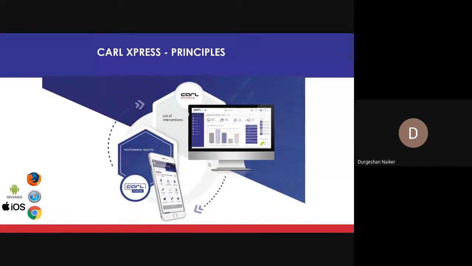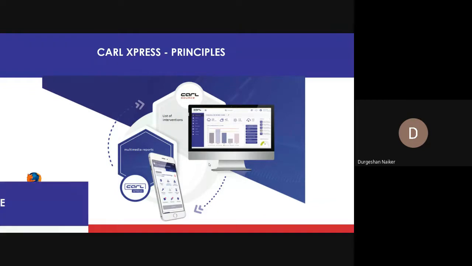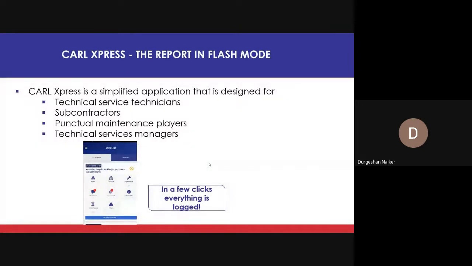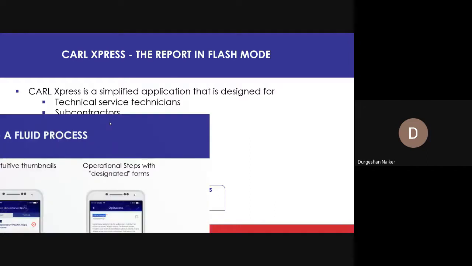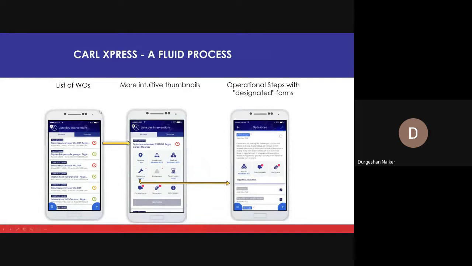CAL Express is a cut down version of, let's say, the desktop version CAL Source. It has a wealth of functions inside, and you can do many things in there. Here is CAL Express, generally used by technicians, subcontractors, maintenance players, managers and so forth. Here a list of work orders is shown. When you click on one, it takes you to another page, and there you can do all the detailed functional steps.